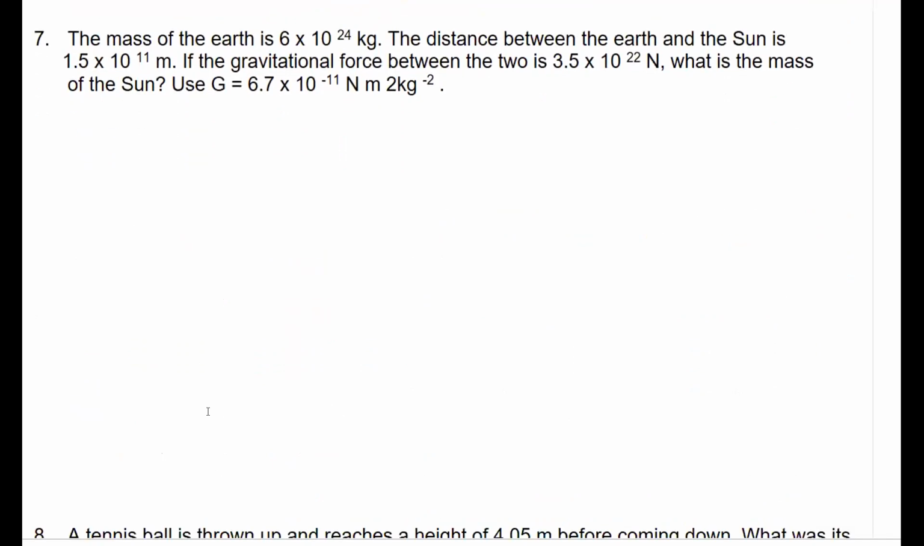the mass of Earth is 6 into 10 raised to 24 kg. Distance between Earth and Sun is 1.5 into 10 raised to 11 meter. If the gravitational force between the two is 3.5 into 10 raised to 22, what is the mass of the Sun? So here, mass of Earth is given, distance between Earth and Sun is given, gravitational force is also given. We want to calculate the mass of Sun. So first we will write what is given.